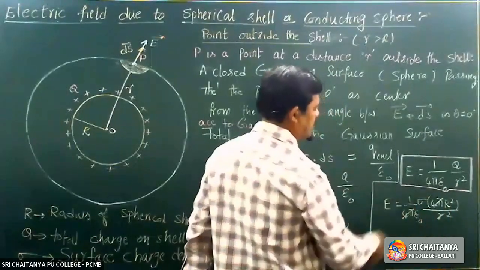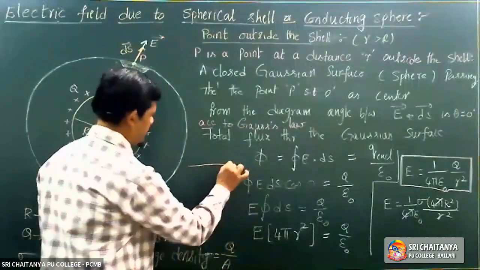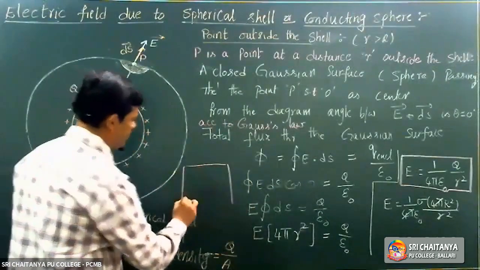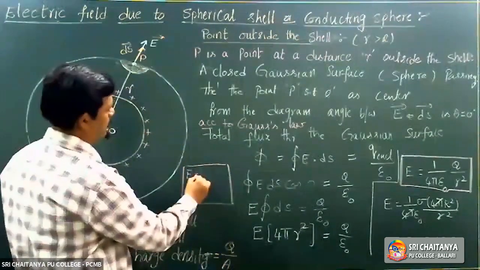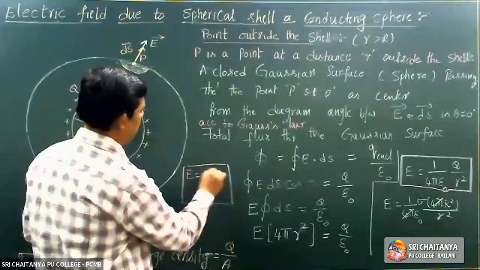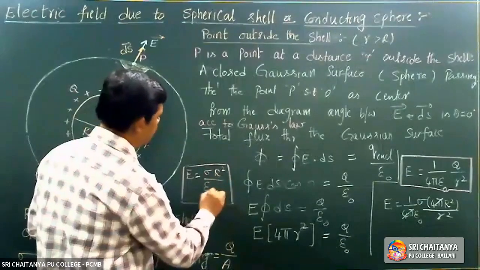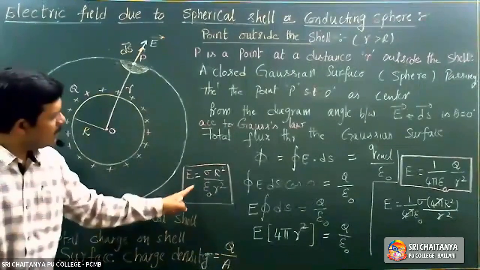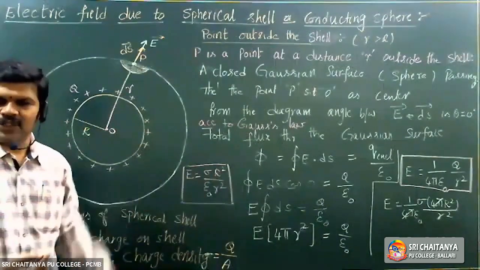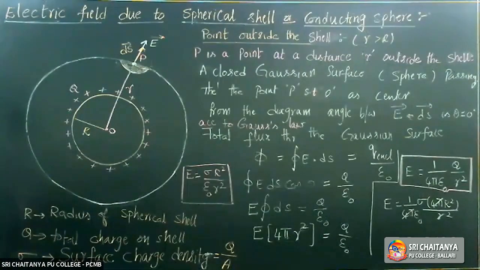Sigma times the area of the spherical shell, 4 pi capital R square, by small r square. 4 pi gets cancelled. Then E is equal to sigma capital R square by epsilon naught small r square. That is E in terms of surface charge density, right? Come on, take a screenshot or note it down.